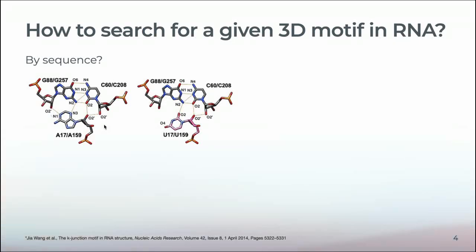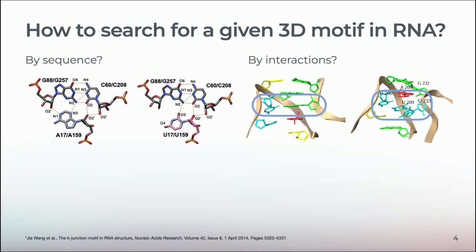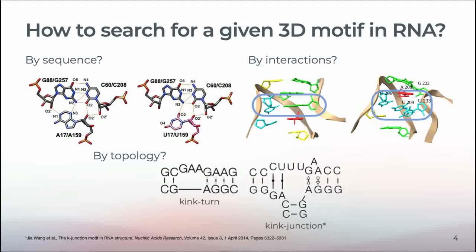Does it mean that we can search for motifs by interactions? And here we have a pair of D-loop-to-loop-like motifs that form between two distant loops and have a similar topology. But the first one has a long-range base pair and the second does not. So if we take one of these and search for it, we will not find the other. But they still share the same topology. Can we search for motifs by topological similarity?